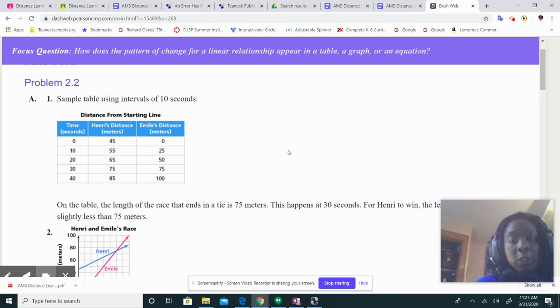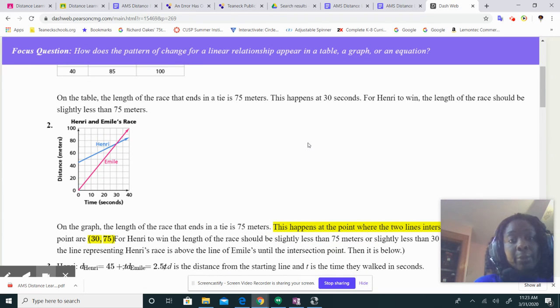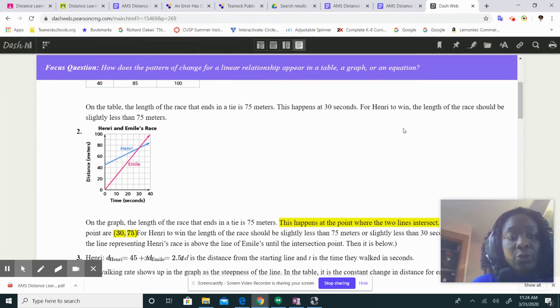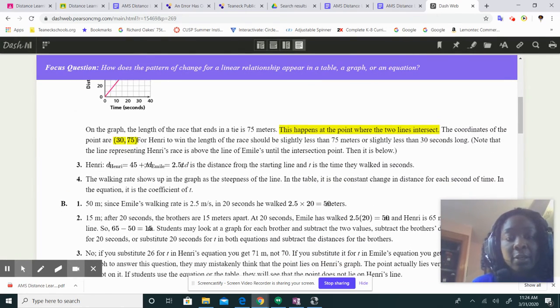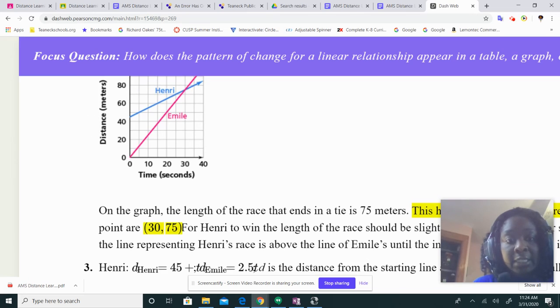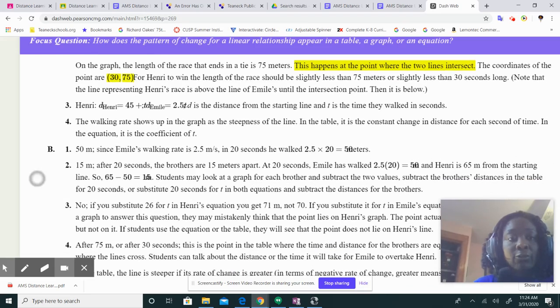The table that you had for A1: we know the length of the race ends in a tie, if it's at 75 meters, and that's their point of intersection where both of them intersect. And then the graph shows the length of the race ends at 75 meters. We talked about that being the point of intersection, (30, 75). And if you remember, the 30 represents time, because that's one of the variables in our graph, and then distance, 75. That's how you find it.